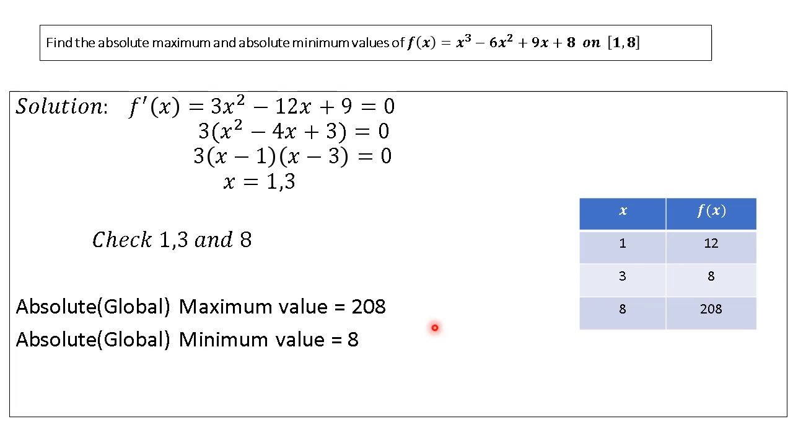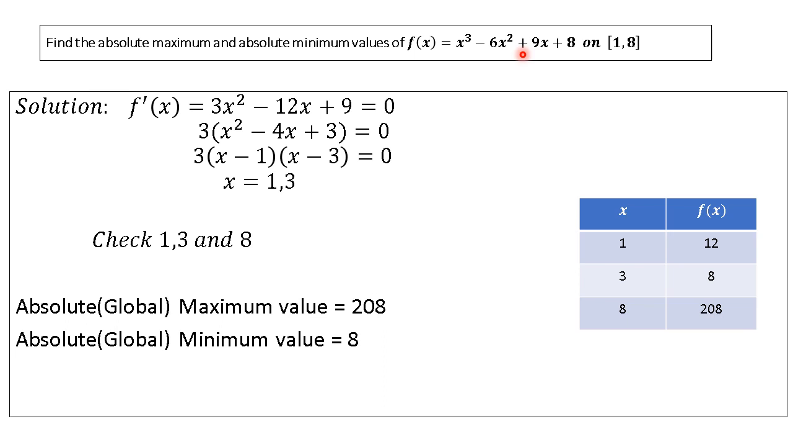Let us see one problem based on absolute maxima and also absolute minima. Here the function is x cube minus 6x square plus 9x plus 8 on the closed interval 1 and 8. Here we have to find the absolute maximum and minimum values in the interval given to us. Here the interval is 1 comma 8.